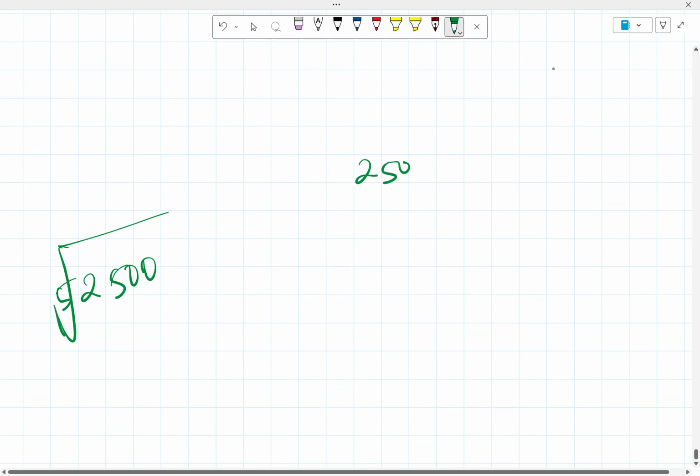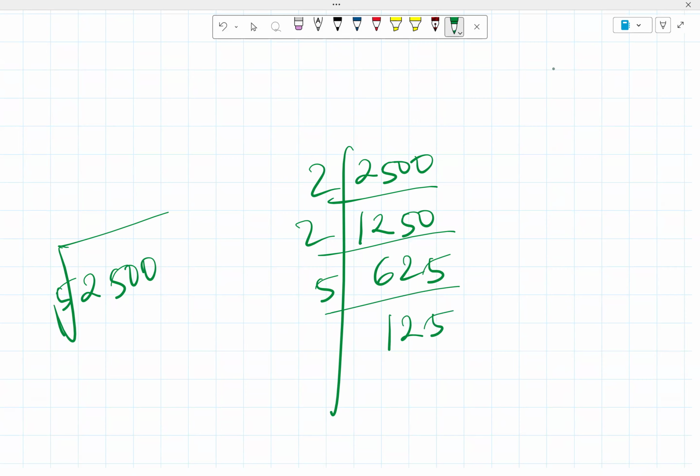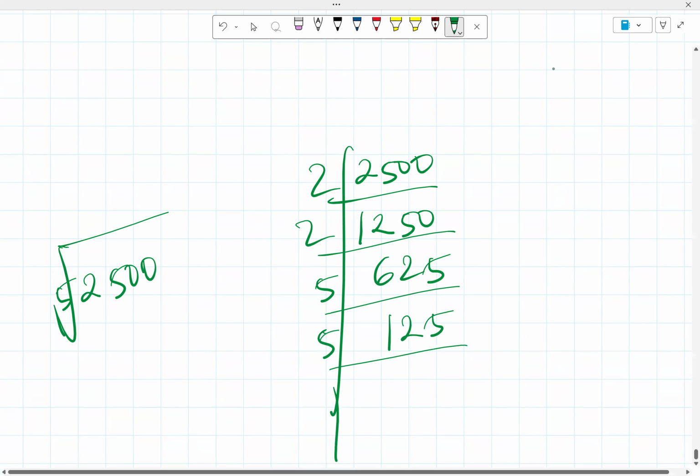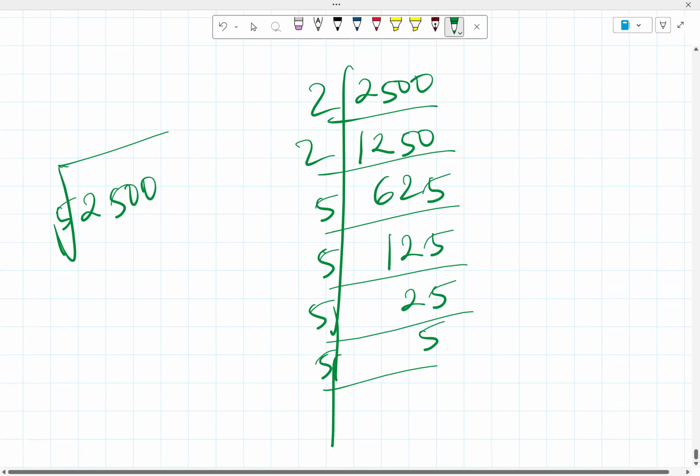So first the factors. 2500, divide by 2, that's 1250, divide by 2 again, that is 625. 2 in 2 is 1, 2 in 5 is 2 remainder 1, 2 in 12 is 6, 2 in 10 is 5. Now 5 can go. 5 in 625 is 125, then 5 again is 25, 5 in 25 is 5, and lastly 5 in 5 is 1.